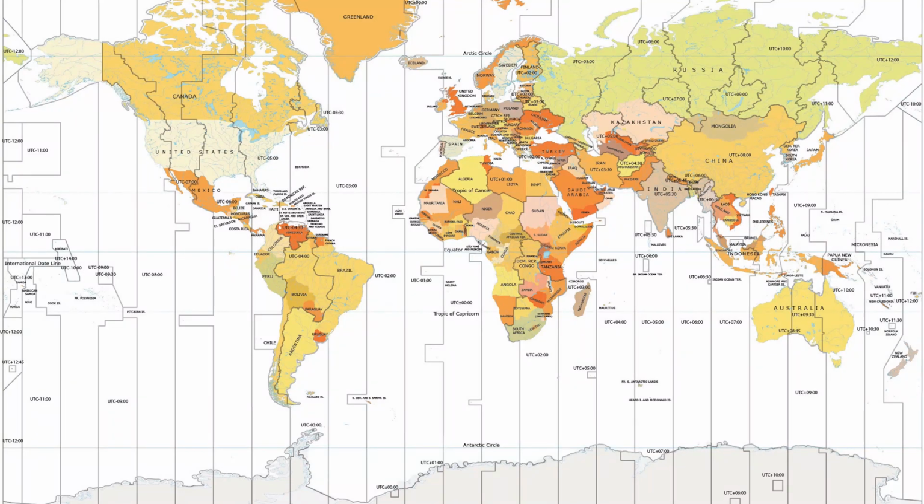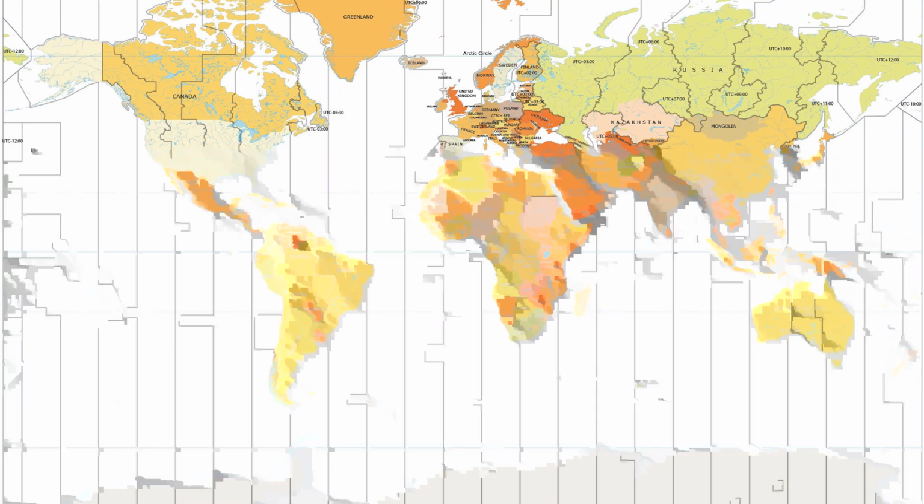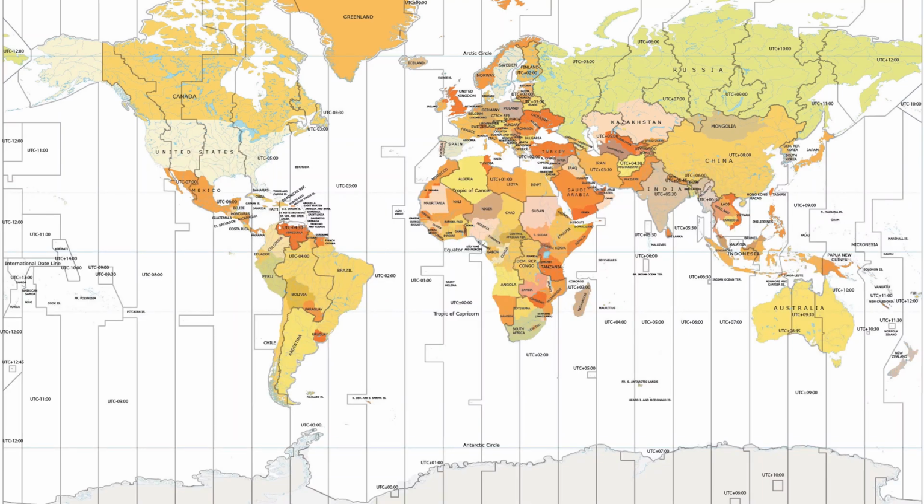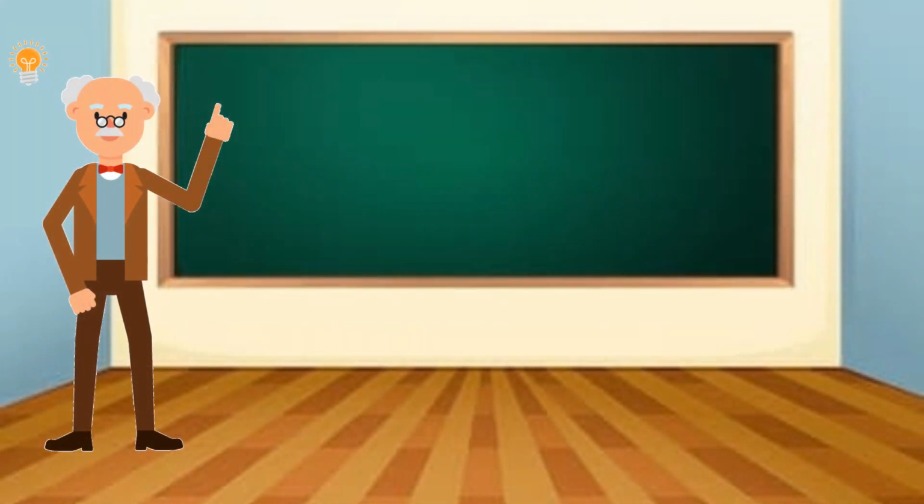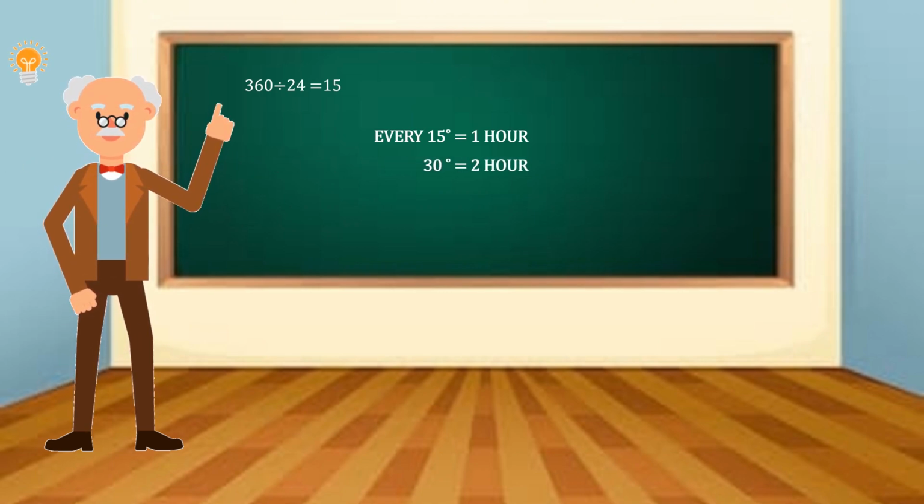Different time zones. We have 24 different time zones in the world because the Earth rotates 360 degrees every 24 hours. Each time zone is 15 degrees of longitude apart from the other. 360 degrees divided by 24 is equal to 15. Every 15 degrees is equal to 1 hour. 30 degrees, 2 hours. 45 degrees is equal to 3 hours.